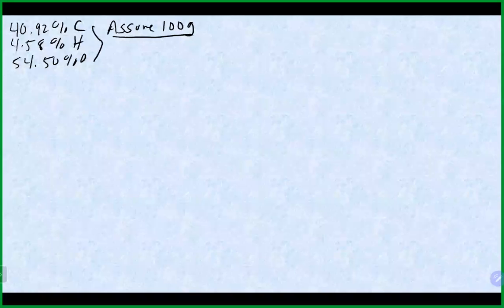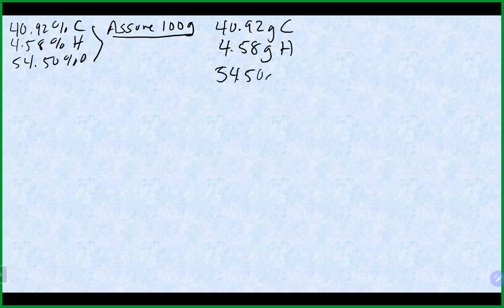And basically what that means is we have 40.92 grams of carbon, 4.58 grams of hydrogen, and 54.5 grams of oxygen. So by assuming 100 grams, basically keeps the numbers the same, makes the math a little bit easier. The next thing that we want to do is convert all these guys into moles.